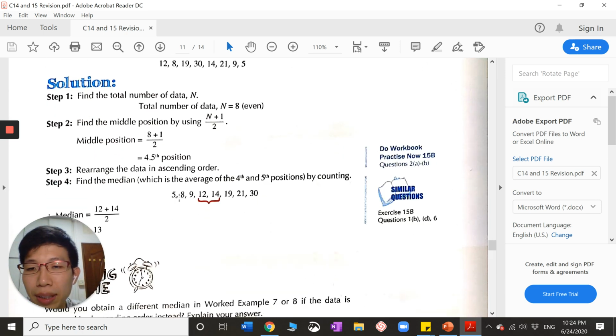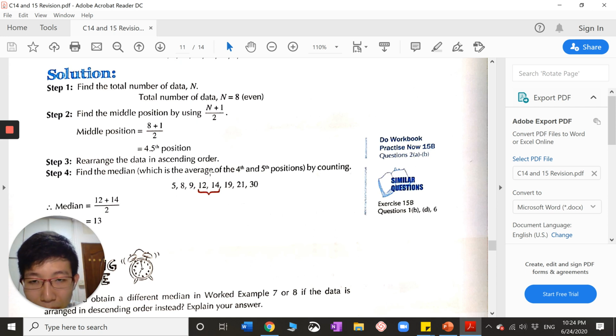So let's look at the data. The 4th number is this one, 12, and the 5th position is this one, 14. In order to find the median, it is right in this middle line here that we are unsure of. So that's why we need to use the average. We take 12 plus 14 divided by 2 to find out what is the number right in the middle. Just an estimation.